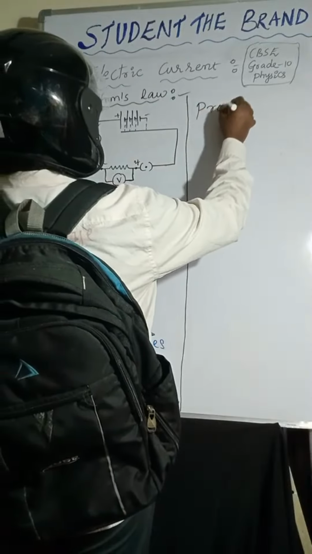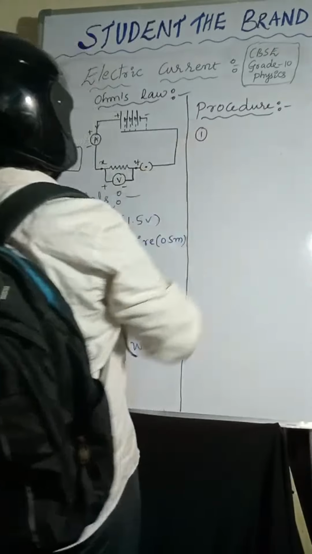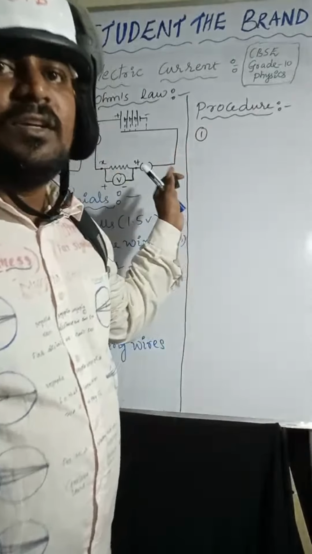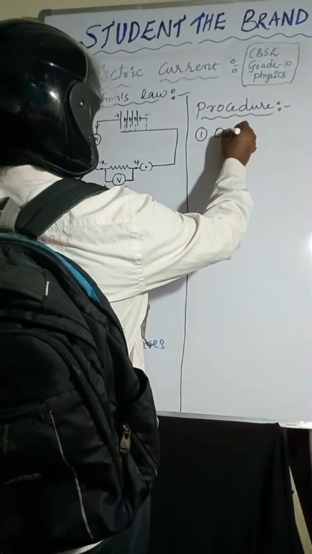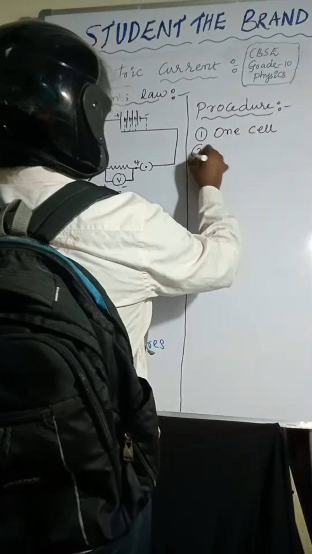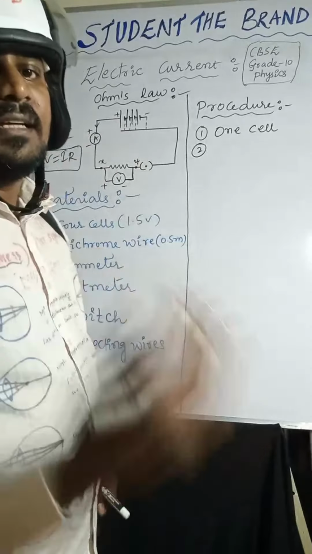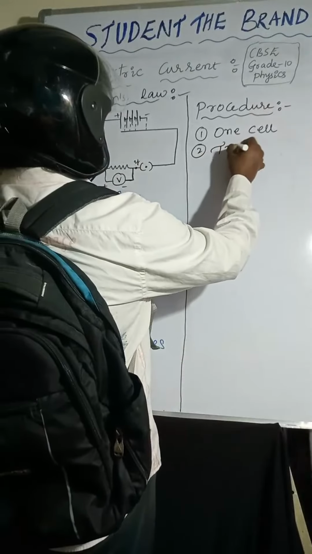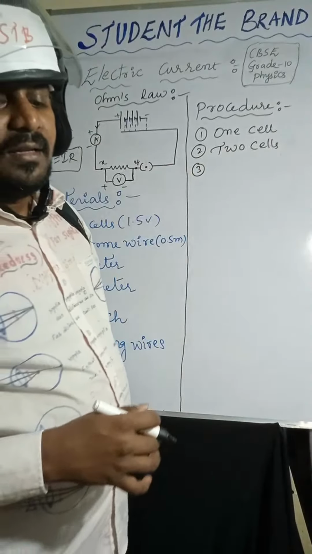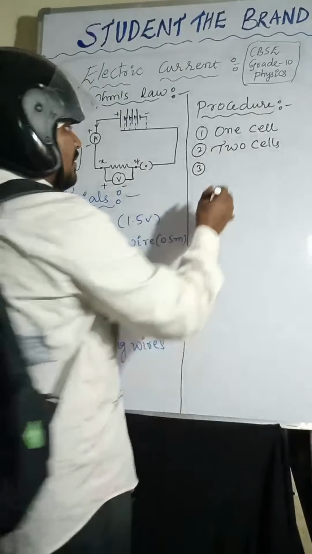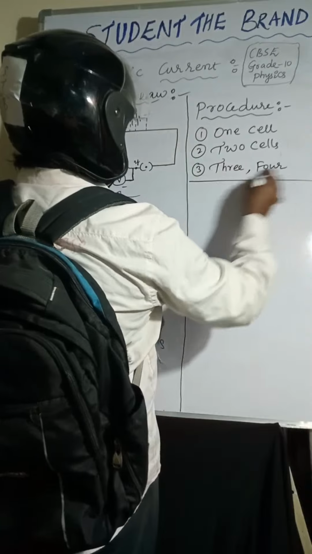Next, we'll discuss the procedure to do this activity. First, connect one cell and note down the reading of the ammeter and voltmeter. Next, connect two cells and note down the ammeter and voltmeter readings again. Repeat the process for 3 and 4 cells.